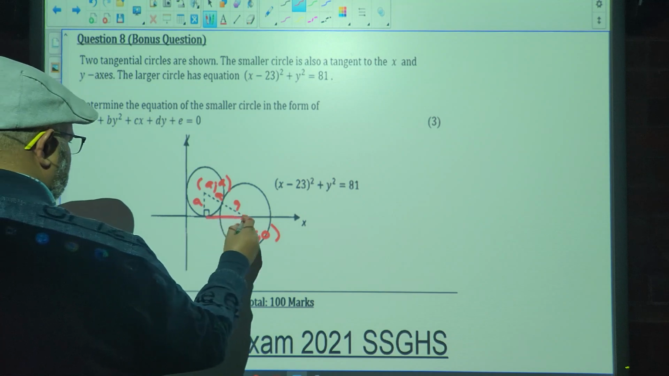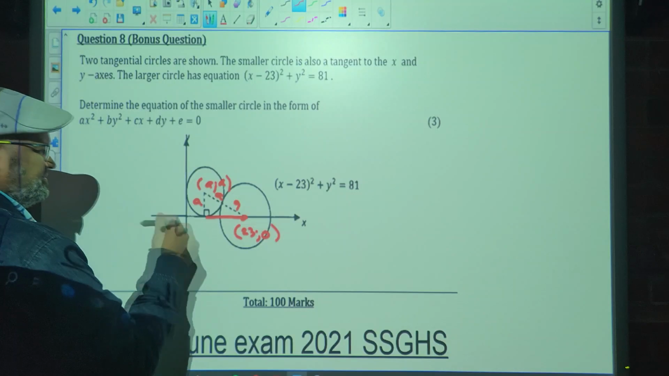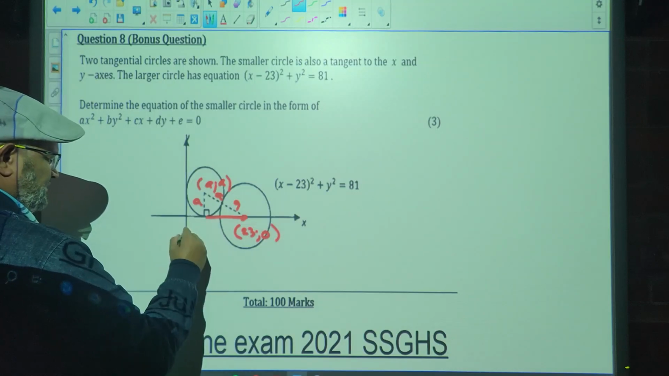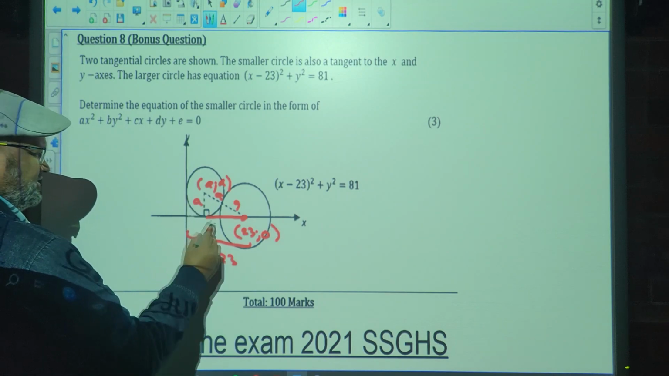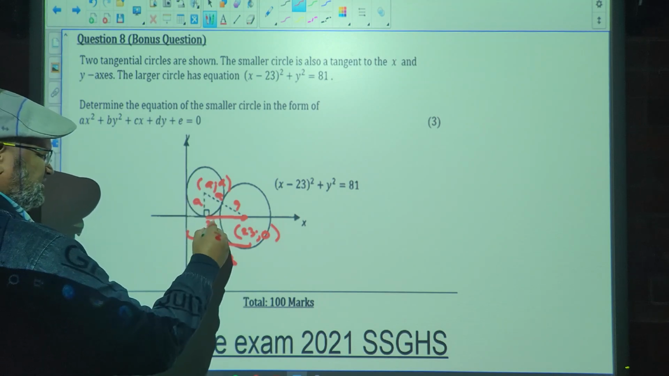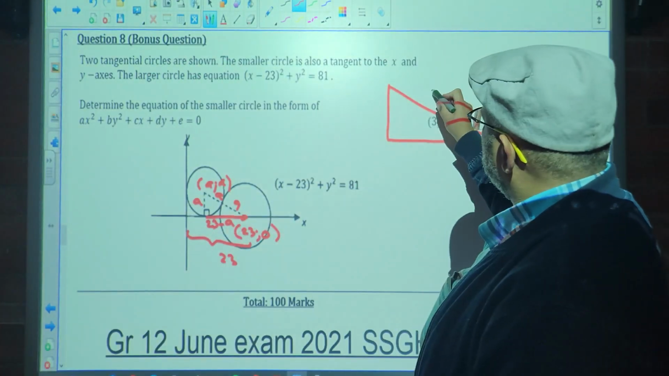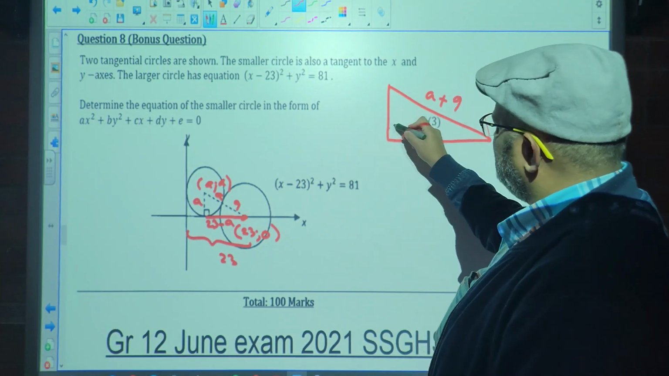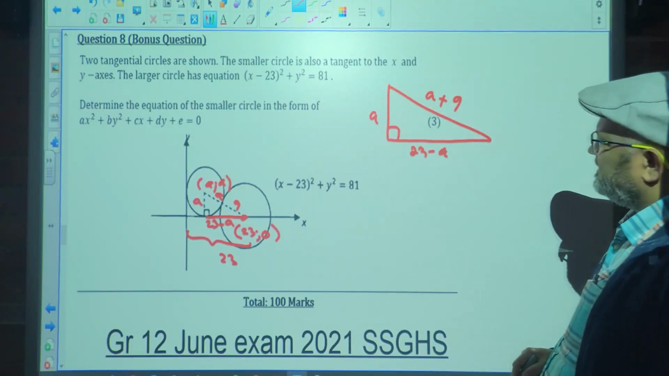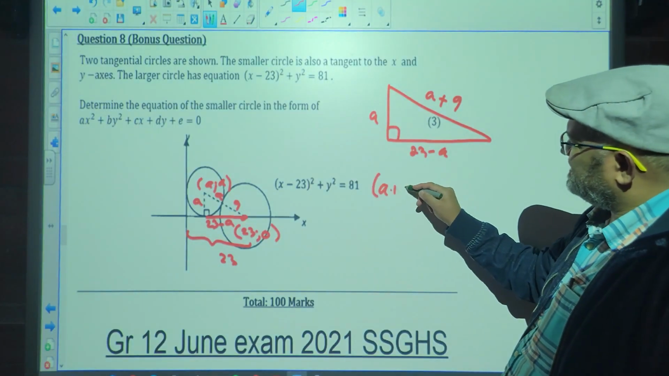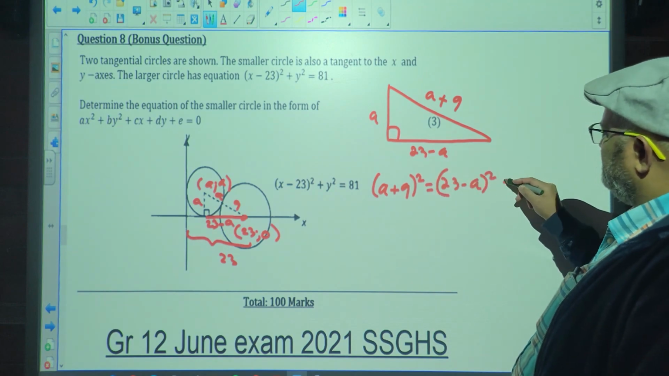So this length here. Okay, so what I'm saying is a right angle triangle. From there to there is 23. But remember, from there to there is A, from there to there is A. So this length is going to be 23 minus A. So we've got the triangle. Okay, so we've got A plus 9 on the hypotenuse. That's A and 23 minus A. We apply Pythagoras. So (a plus 9) squared is equal to (23 minus a) squared plus a squared.